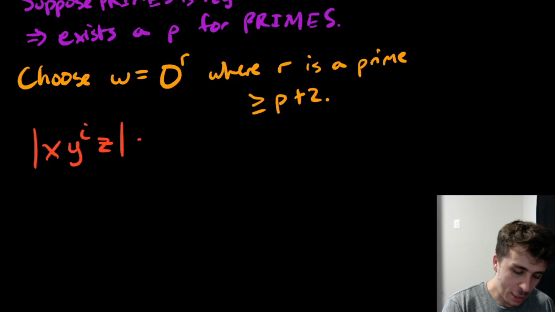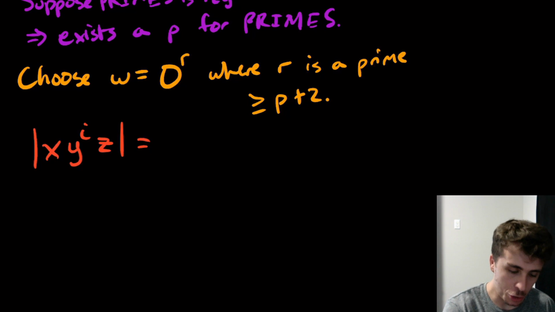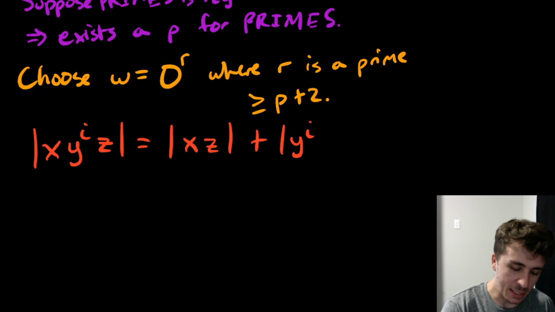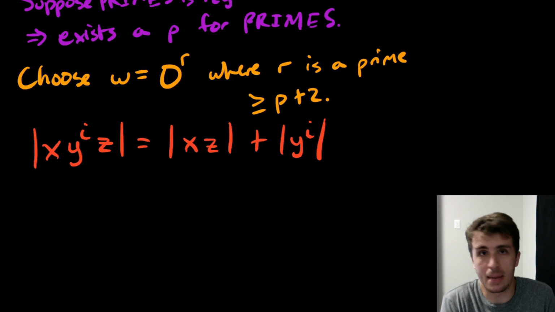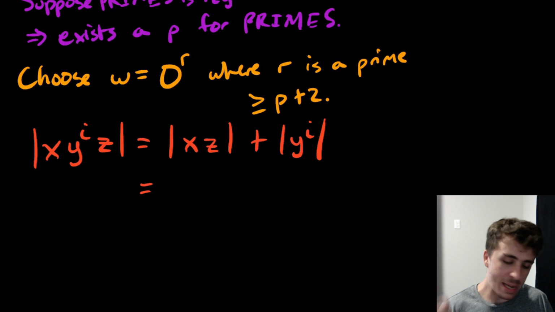Well, because we're only caring about the length, I can actually split the string up. And the way I'm going to do that here is the following. This length right here is equal to the length of xz plus the length of y to the i. So I'm just extracting this piece right here and pulling it away. I can do that because I'm only caring about the lengths. And I didn't add any x's or y's or z's.